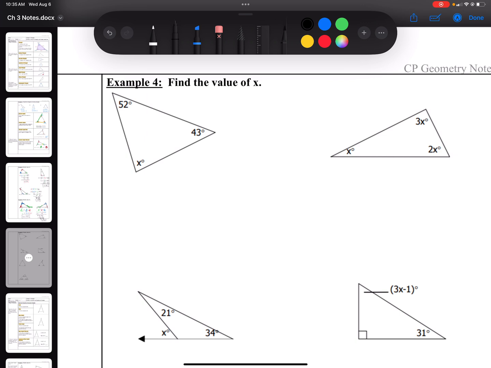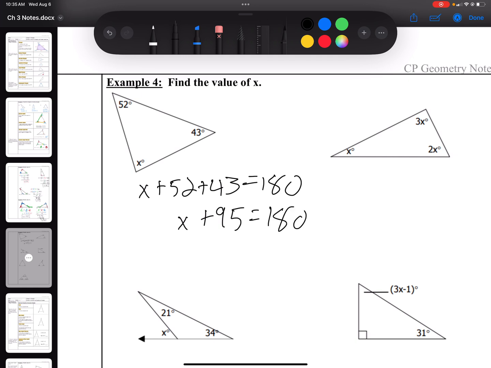First problem, I've got interior angles. The interior angle sum of a triangle is always 180. So all I need to do, in any order, again, I wrote 52 plus 43. You don't have to write it exactly in that order because we should still get the same answer in the end. When we combine our like terms, we get x plus 95 equals 180. Then all I need to do is subtract 95 from both sides, and x equals 85 for the first diagram.